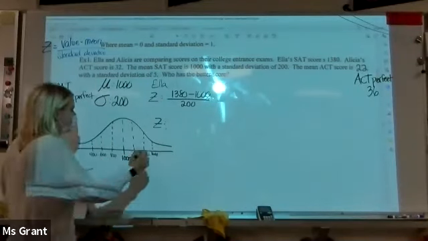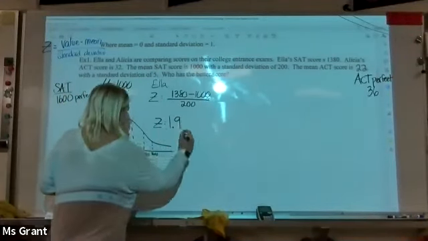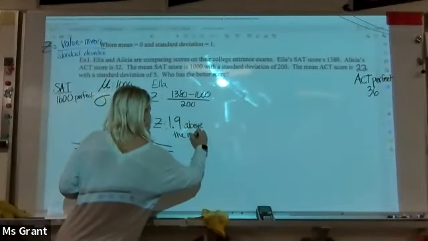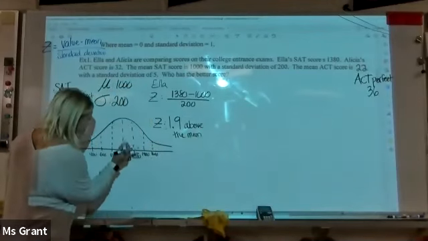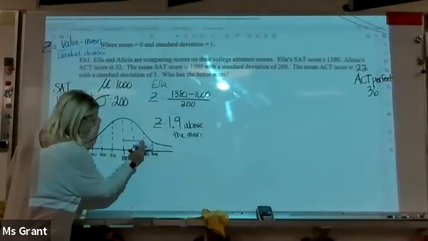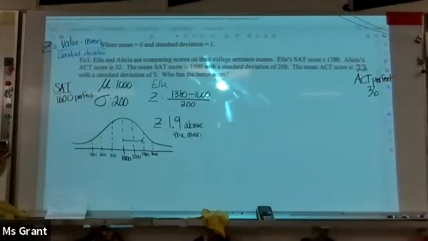1.9. So she is 1.9 above the mean. That would be right here. One standard deviation, 0.9, like right there. 1.9 above the mean.